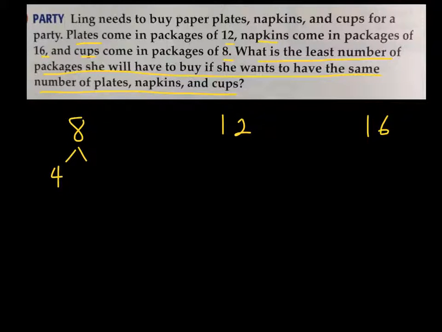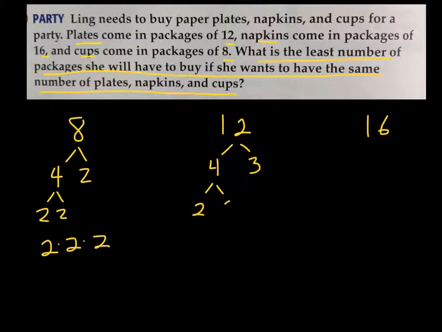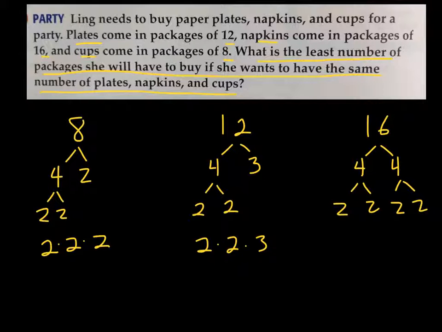So 4 times 2 is 8. 2 is prime, but 4 is 2 times 2. So for this one, it's 2 times 2 times 2. Okay. For 12, I'm going to get 4 times 3. 3 is prime. 4, I break down to 2 and 2. So I get 2 times 2 times 3. And let's see, 16 is 4 times 4. And that's going to be 2 and 2 and 2 and 2. So I get 2 times 2 times 2 times 2.